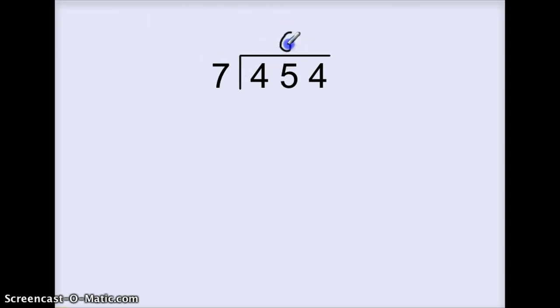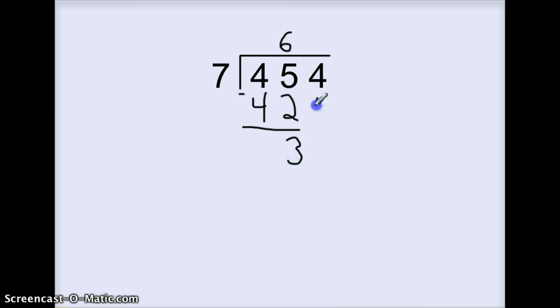7 goes into 45, how many times? 6. I write it above the 5, not above the 4 now. The reason is 7 did not go into 4. It went into 45, so it goes above the last column that I just divided. So 6 times 7 is 42. And my difference is 3. I still have 3 left over.